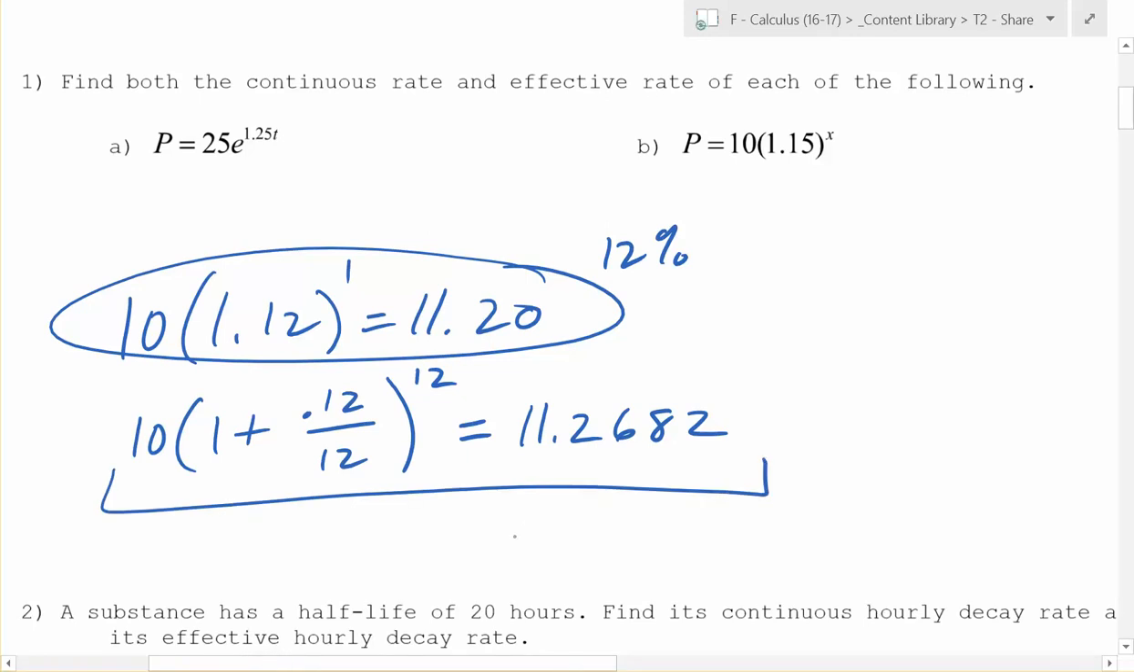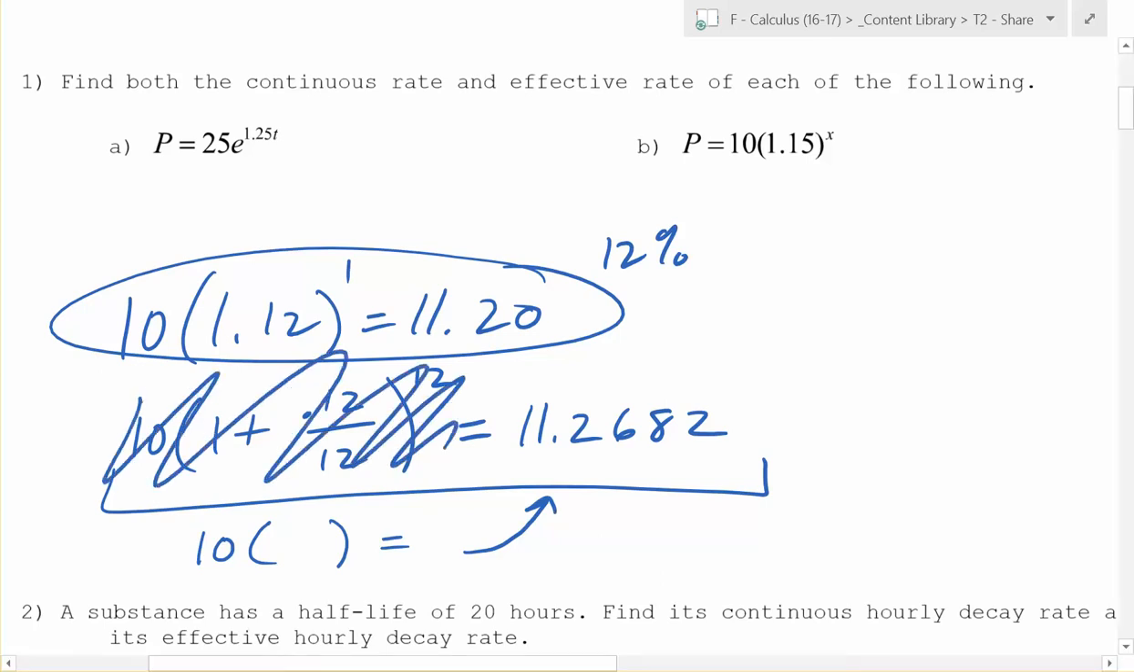What's the effective interest rate on this one? It would be 1 plus 0.12 over 12, to the 12th power. What do you multiply 10 by to turn it into that? What do you multiply 10 by to get 11.2682? 1.12682. That's what you multiply it by, right?